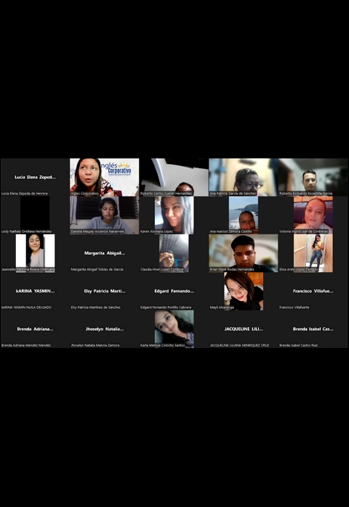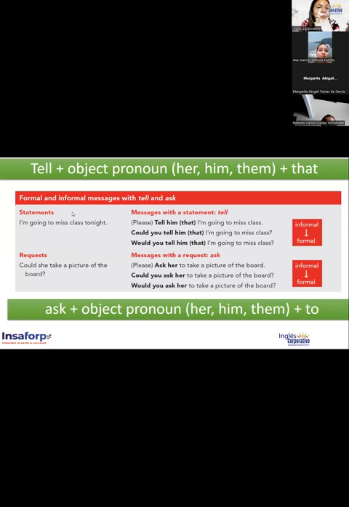Well, if it's a woman or a girl, we use her, right? If it's a man, we use him. But what is the difference between using the verb tell and using the verb ask? Una es como una petición y la otra es una pregunta. More or less. Look at the picture, but thank you. Okay. Tell significa decir, solo es para dar un mensaje.